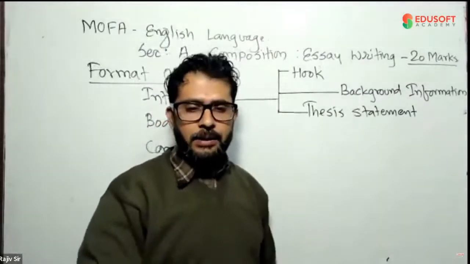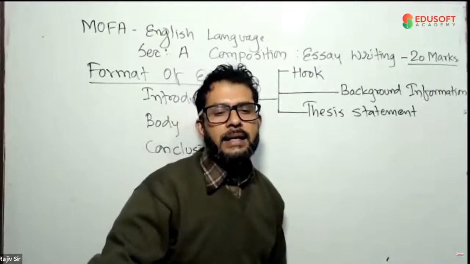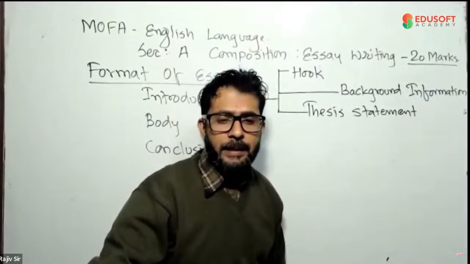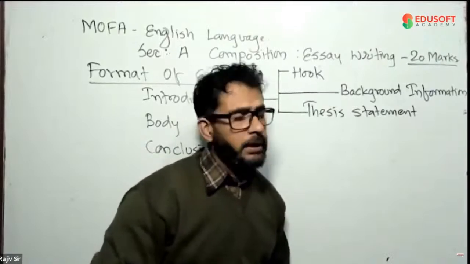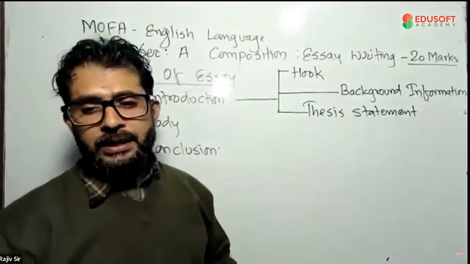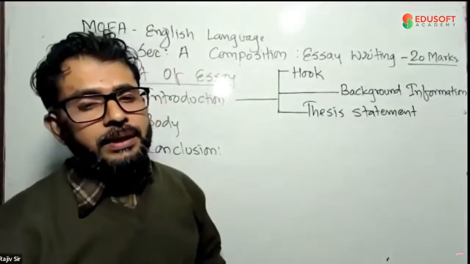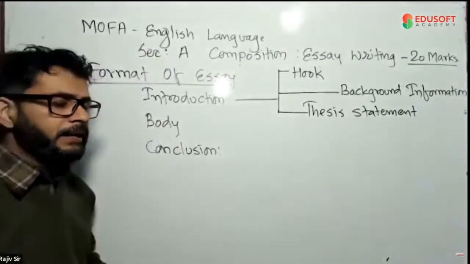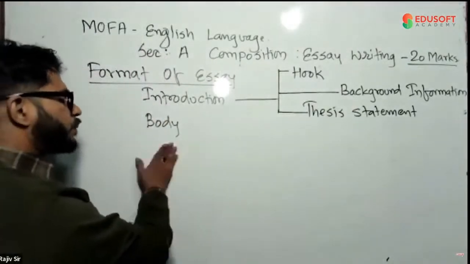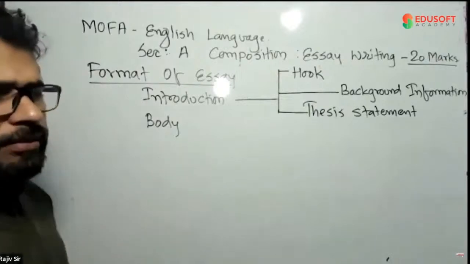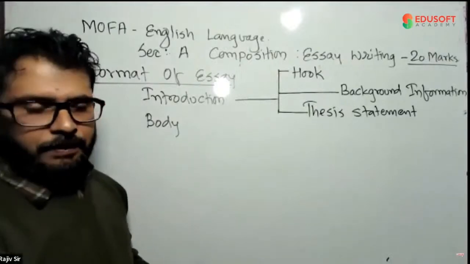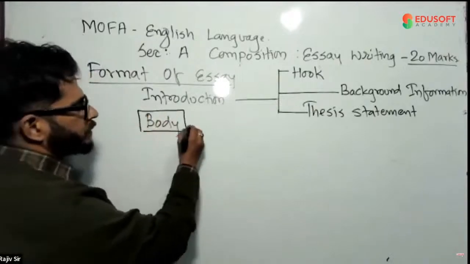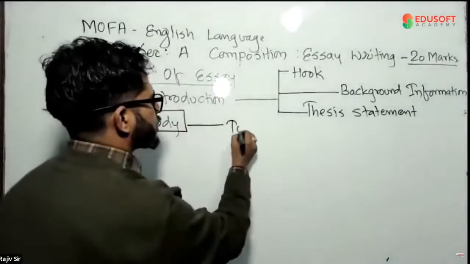Now you may be puzzled about what a hook is, what background information is, and what a thesis statement is. We'll discuss it after some time. So whenever I say introduction, you will be writing these three things: hook, background information, and thesis statement. How to create a thesis statement, we'll talk about later, but these are the areas. Now, the body can have at least 5 body parts. But in your body, what should be there? Let me tell you. First, there should be a topic statement.